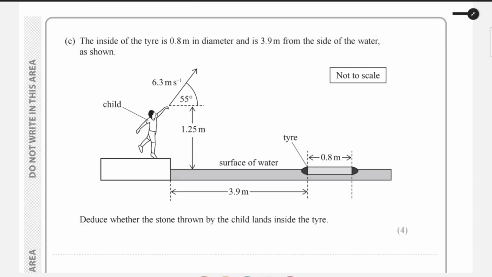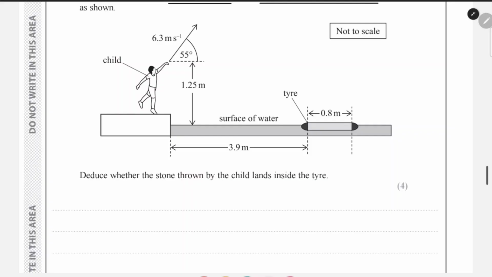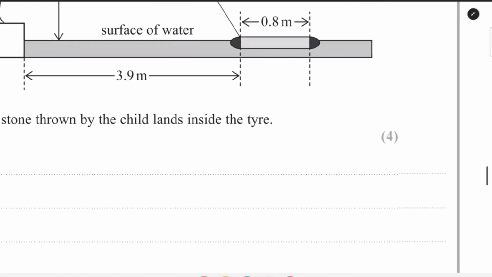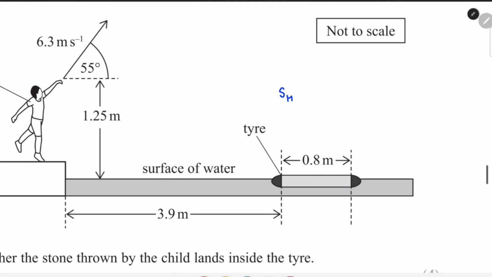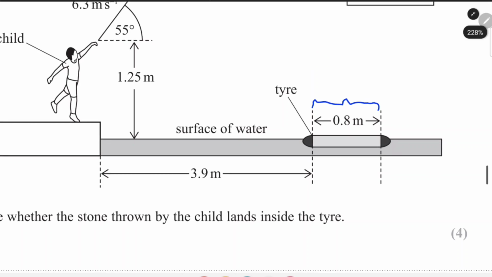Now in part C, we are given this tire over here. We are given that the tire is 0.8 meters in diameter and it's 3.9 meters from the side of the water. So we have to deduce whether the stone thrown by the child lands inside the tire. So we want the horizontal distance to be in this region over here.